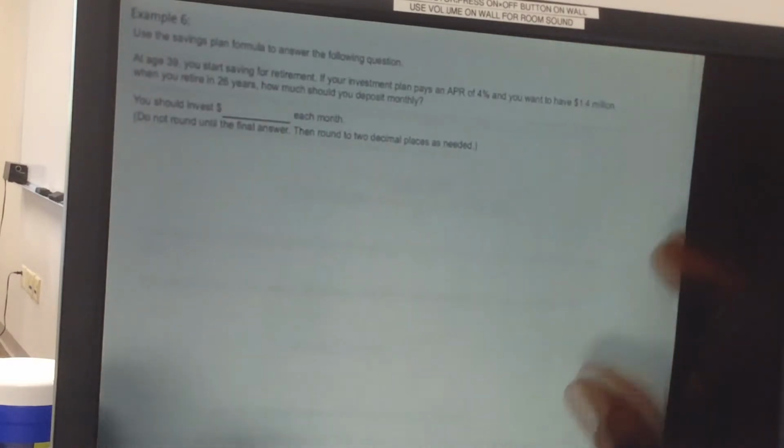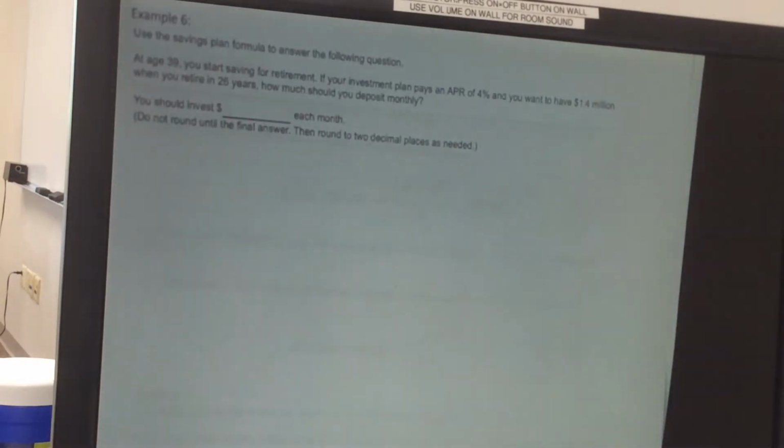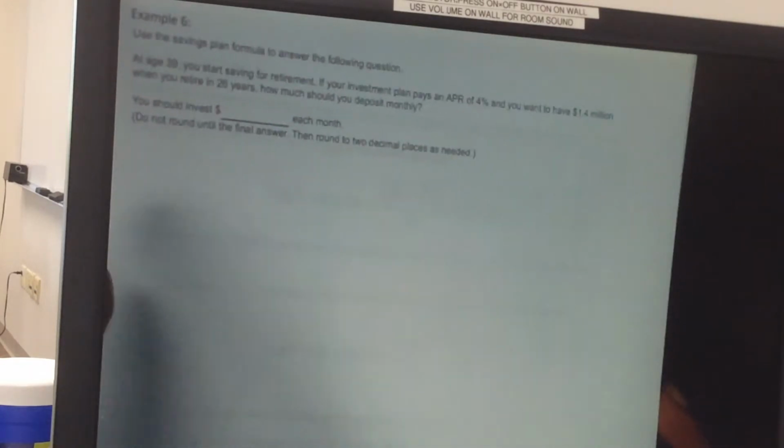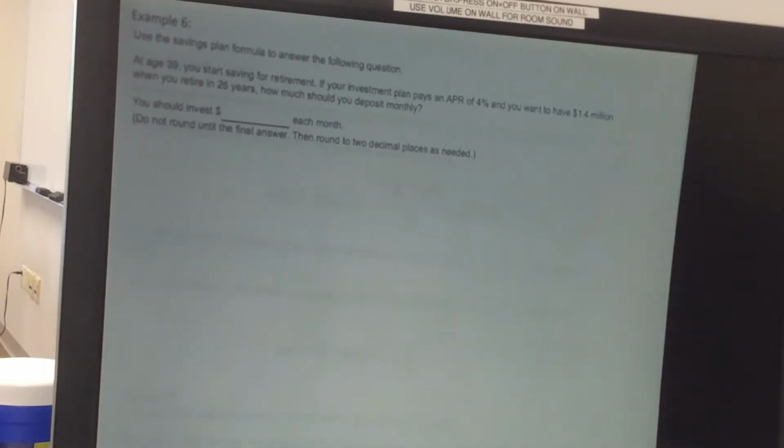Okay, let's look at the next example. At age 39, you start saving for retirement. If your investment plan pays an APR of 4% and you want to have $1.4 million when you retire in 26 years, how much should you deposit monthly?